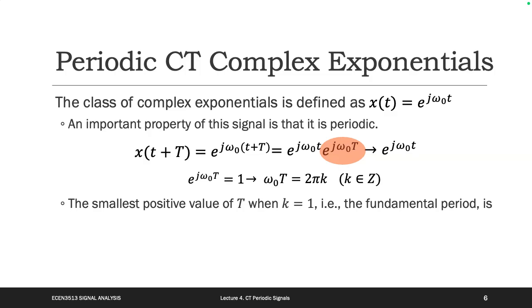And k is an integer, a positive integer here, you can see k belongs to Z. What's Z? Z is like the set of integers. Yeah, so which means the smallest k should be 1. Am I right? So which means the smallest period should equal 2 pi divided by omega 0. That makes sense to you? Okay.